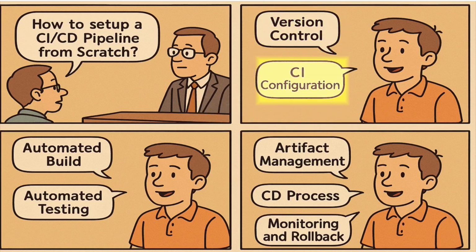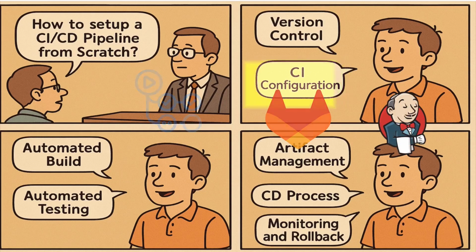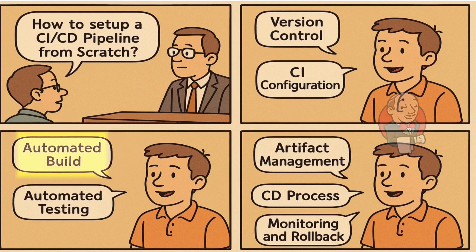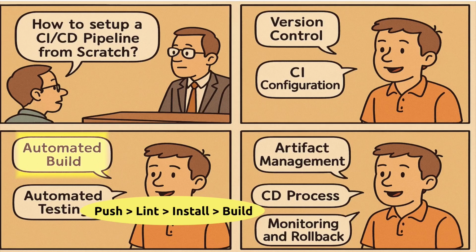Step 2, I define the build pipeline using GitHub Actions, GitLab CI, or Jenkins. It depends on the project's tech stack. Step 3, I configure the CI to trigger on every push or pull request. It runs linting, installs dependencies, and builds the application.